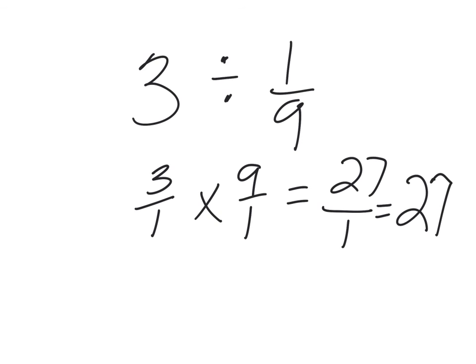And so for this particular problem, if you had 3 pizzas, but then you cut them into ninths, ninths would be smaller, and so you're going to have more, especially if you have 3 of them. So every time you have a pizza, you'd have 9 slices. So how many total slices do you have? Well, you'd have 27.